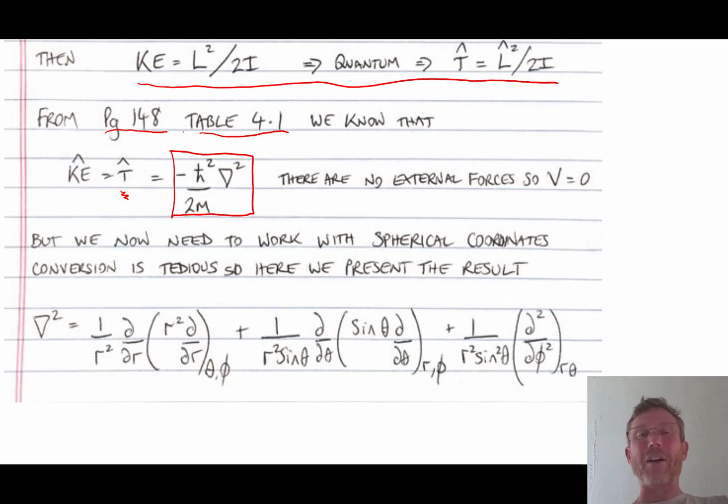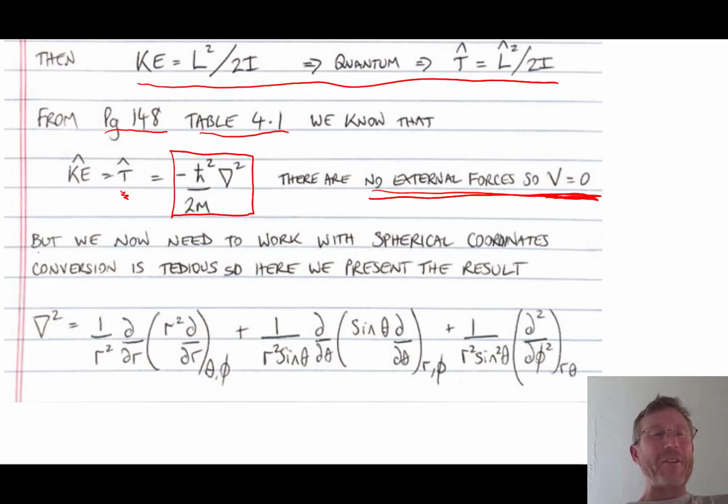Another thing we can recognize is that for this rigid rotor that's spinning around, at the moment there are no external forces, so there's no potential energy. So it's a fairly simple system. This we're going to find is helpful as we move towards more complicated systems. So we're going to say that the potential energy is equal to 0.